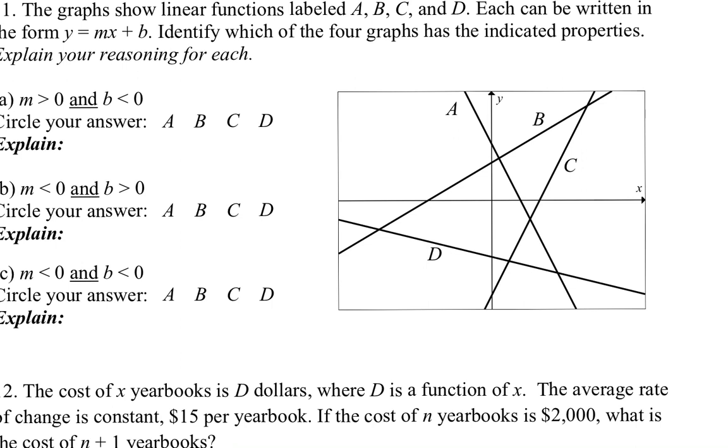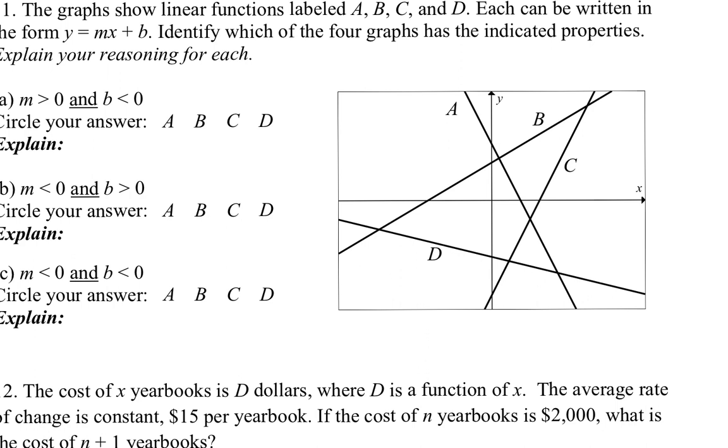Okay, so for this question, it gives us that these graphs show different linear functions A, B, C, and D, which each can be written in the form y equals mx plus b. Identify which of the four graphs has the indicated properties, and we need to explain our reasoning for each. So for A, m is greater than 0, and b is less than 0. So both of these have to be true.